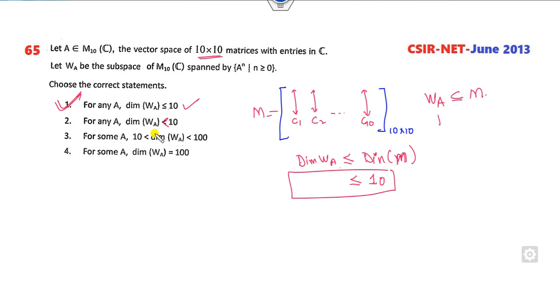Strictly less than 10 is not necessary. Equality is possible here. 100 will not be possible. A is the right answer.